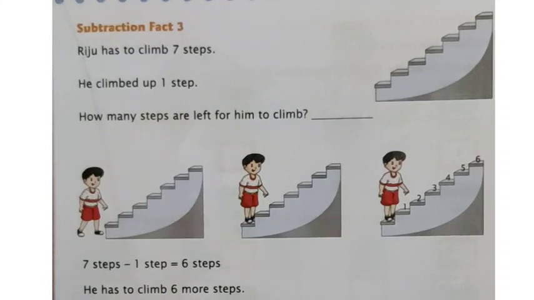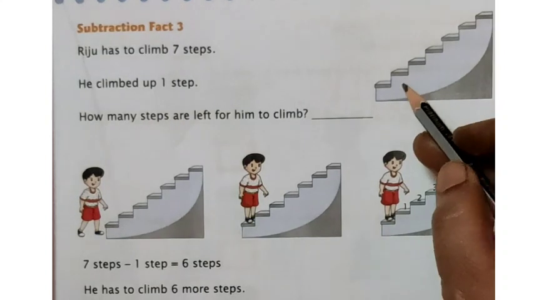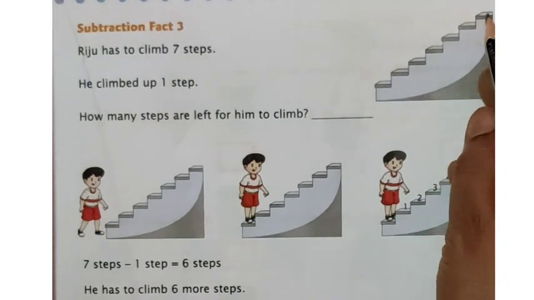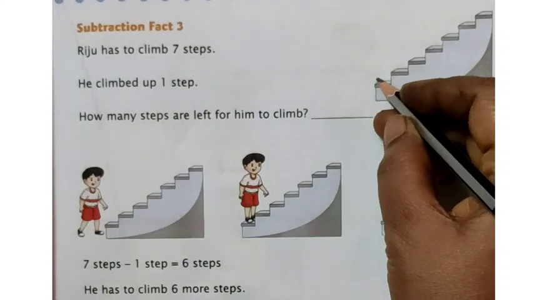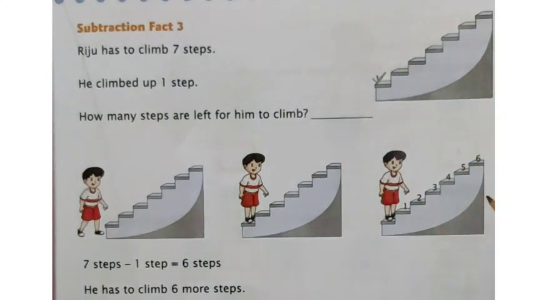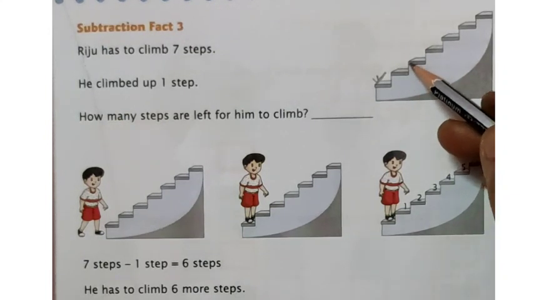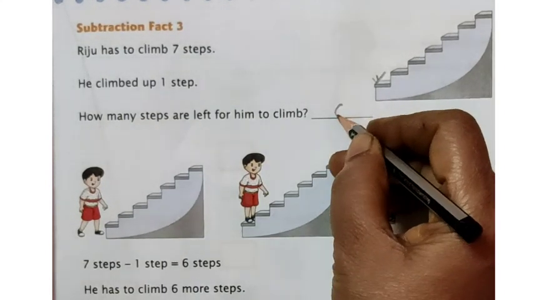Riju has to climb 7 steps. He climbed up 1 step. How many steps are left for him to climb? See, there are 7 steps here. 1, 2, 3, 4, 5, 6, 7 steps. Riju climbed 1 step. He is on this step. Now, how many steps are still left for him to climb? Let's count. 1, 2, 3, 4, 5, 6. So, 6 steps he still has to climb.